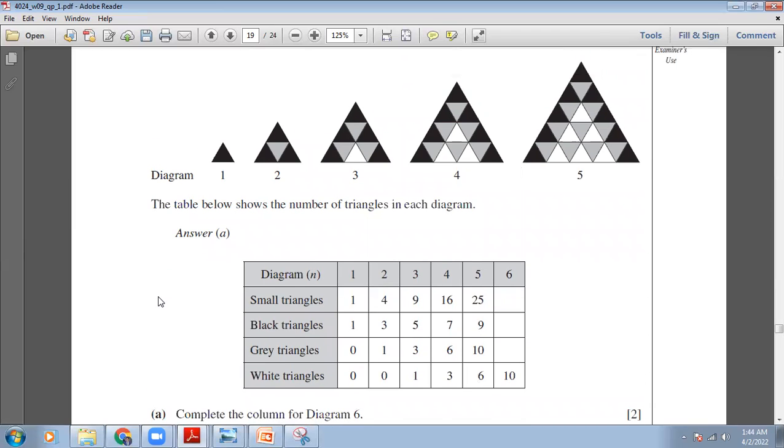The table below shows the number of triangles in each diagram. So diagram number 1, 2, 3, 4, 5, and 6. In the first diagram, the number of small triangles is 1. In the second, there are 4. Then we have 9, then 16, then 25. By looking at this pattern, you can know that this one will be 36.